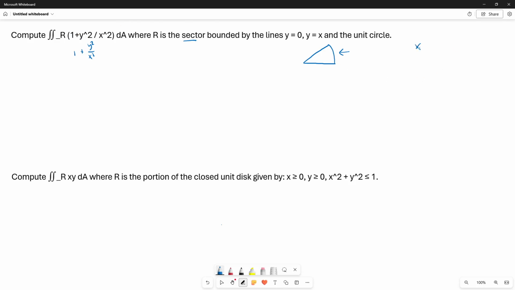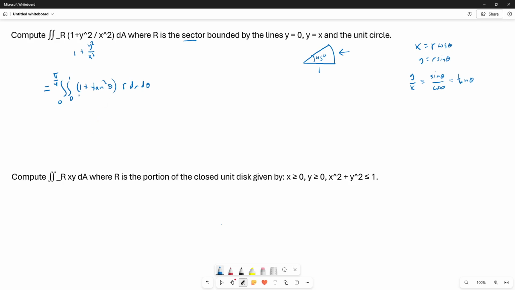polar coordinates. In polar coordinates, x is r cosine theta, y is r sine theta. So the ratio y over x is sine theta over cosine theta, which is simply tangent theta. So if we use polar coordinates, this becomes the double integral of 1 plus tangent squared theta, and the differential dA becomes r dr d theta. And in this region, that's the unit circle, so r goes from 0 to 1, and the line y equals x gives us a 45-degree angle, so theta goes from 0 to pi over 4.